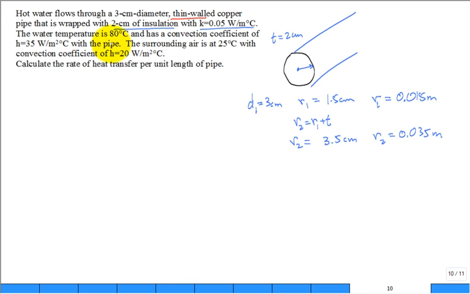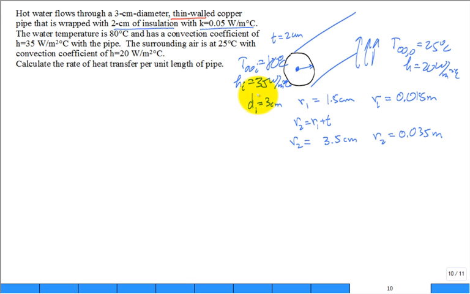The water is at 80 degrees C and a convection coefficient of 35 watts per meter squared degree C on the inside of the pipe. So that's T infinity of the fluid on the inside, and then there's a convection coefficient to get it into the wall of the pipe. The surrounding air, out here, has a temperature T infinity on the outside of 25 degrees C and a convection coefficient of 20 watts per meter squared degree C. And so what was this one? This was T infinity on the inside of 80 degrees C and h on the inside of 35 watts per meter squared degree C. All right.